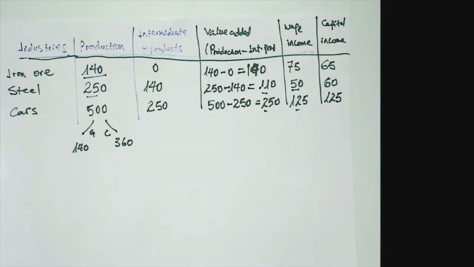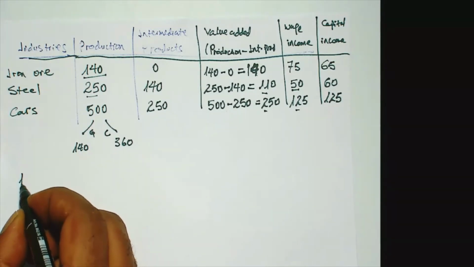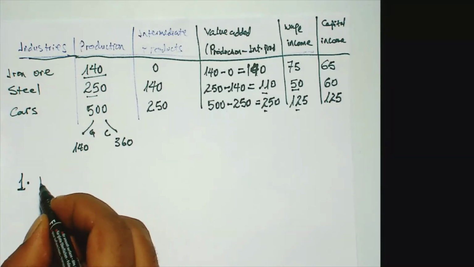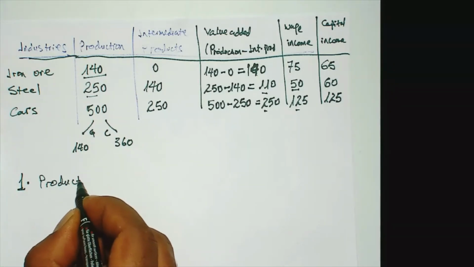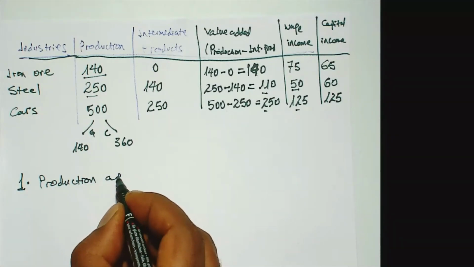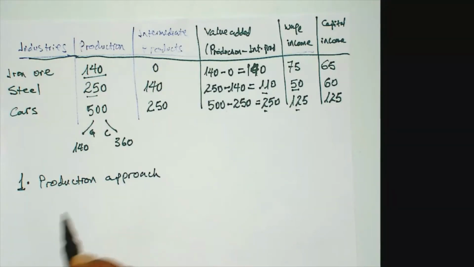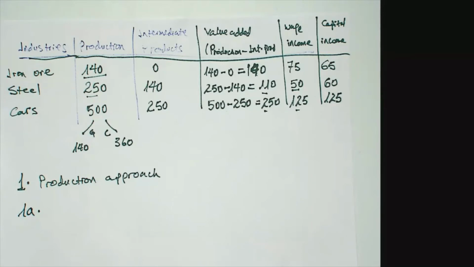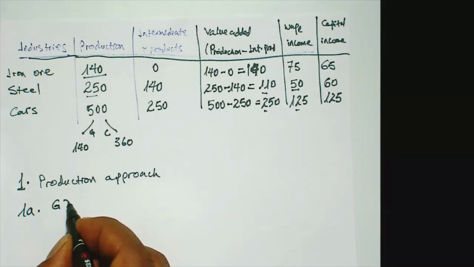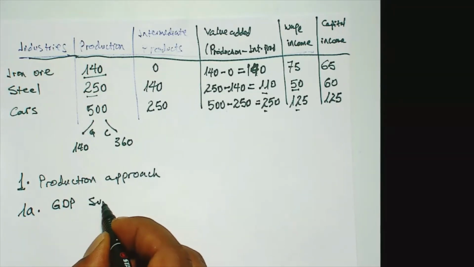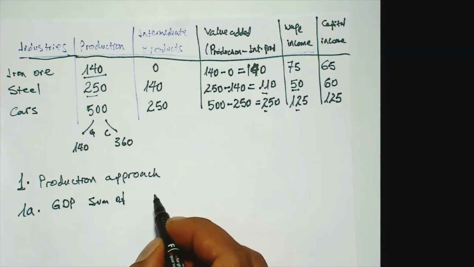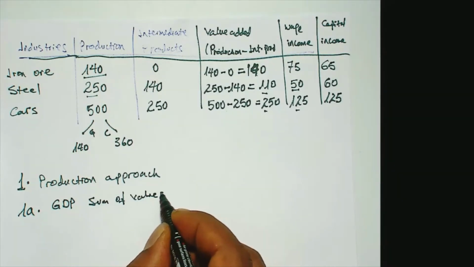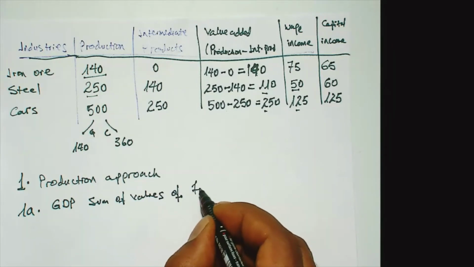So once we set up this table, we would calculate GDP by first the production approach. The production approach has two items. The first one, I would indicate it by 1A, is calculating GDP by the sum of values of final goods.